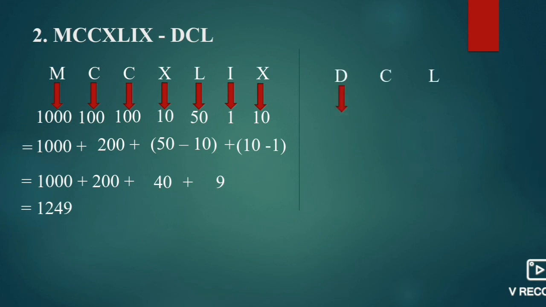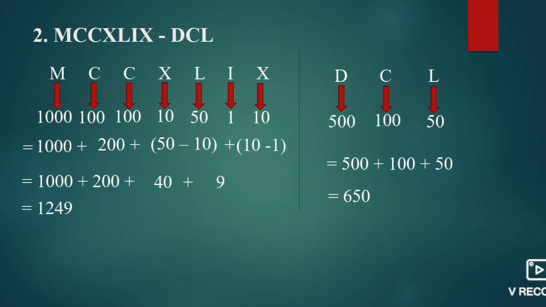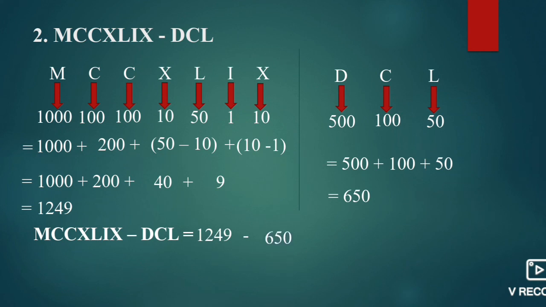Next, let us find the value of DCL. The value of D is 500. The value of C is 100. The value of L is 50. Now, 500 plus 100 plus 50 adding together gives 650. Now, MCCXLIX minus DCL is equal to 1249 minus 650. Subtracting, we get 599.